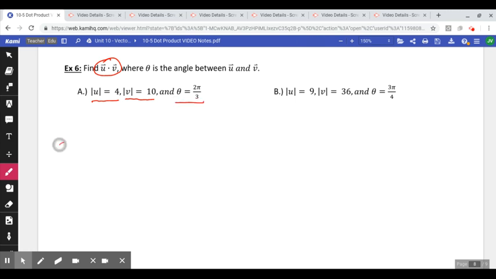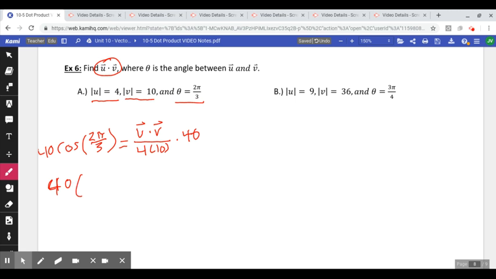I'm going to go back to that formula that we learned before, which is the cosine of theta, in this case that's known to us, is equal to the dot product between the two vectors all over the magnitudes multiplied together. So now we're not solving for theta, we're actually just solving for the numerator of this fraction. Well, the denominator is going to be 40, so I'm going to have to multiply each side by 40. So I'll have 40 times the cosine of 2 pi over 3. Well, the cosine of 2 pi over 3 is negative 1/2.